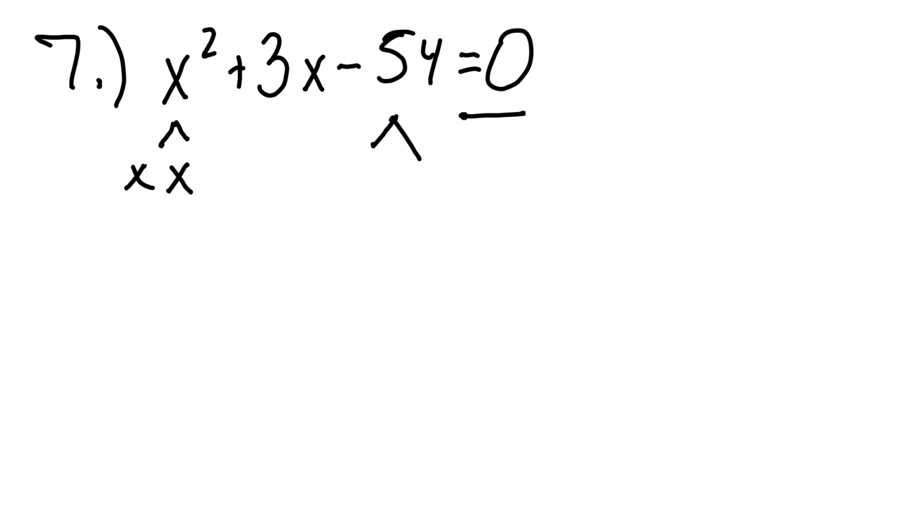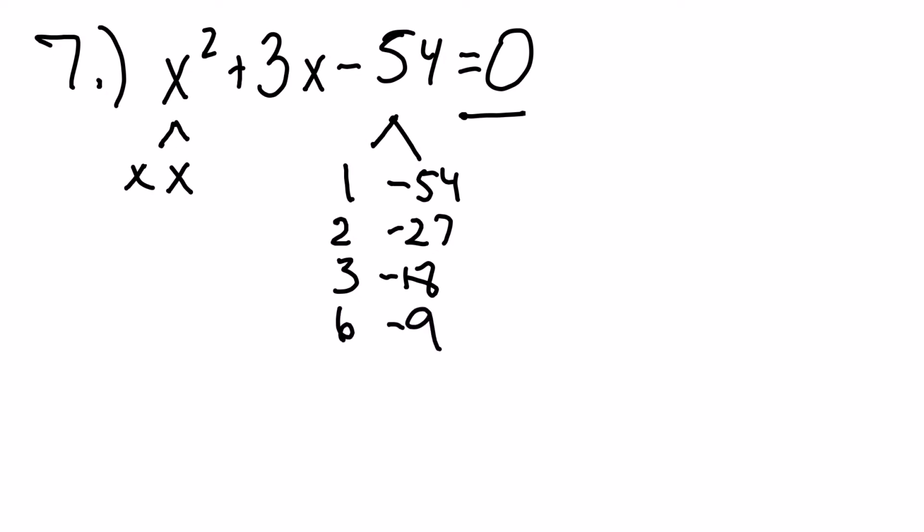How do I get 54? There's a bunch of ways to get negative 54. I'm going to have 1 and negative 54. I could have 2 and negative 27. I could have 3 and negative 18. I could have 6 and negative 9. Or I could have the opposite of those as well. I could have negative 1 and positive 54.